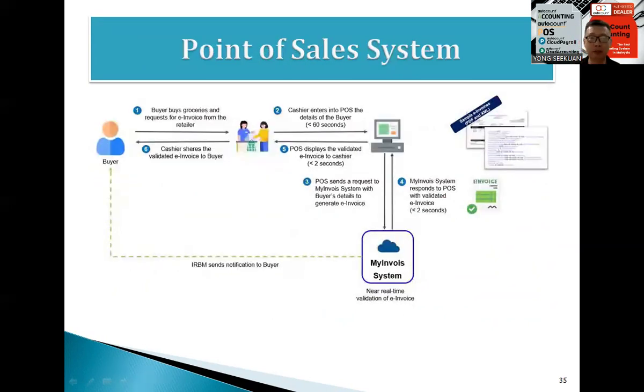The second one is a POS system. Let's say you go to KK Mart, Aeon. So it's not my invoice portal or the accounting system, but the POS system terminal. Same lah. So you can request a receipt on the spot and they issue the invoice to the customer.